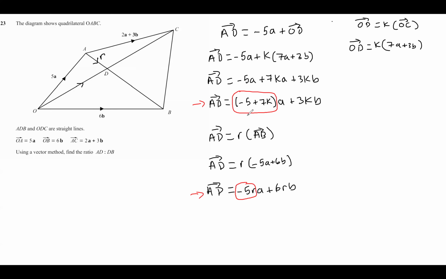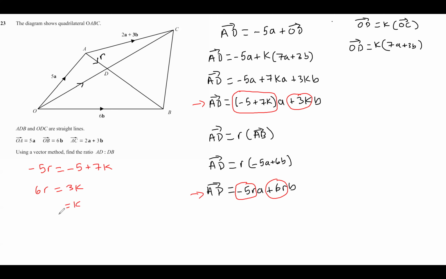So minus 5r has to be the same as minus 5 plus 7k. And likewise, 6r has to be the same as 3k. So we can form two simultaneous equations now. So I can say minus 5r, so the coefficient of a here must be the same as the coefficient of a here. And my second equation is going to be 6r is equal to 3k. Therefore, we can make k the subject and solve these simultaneously.